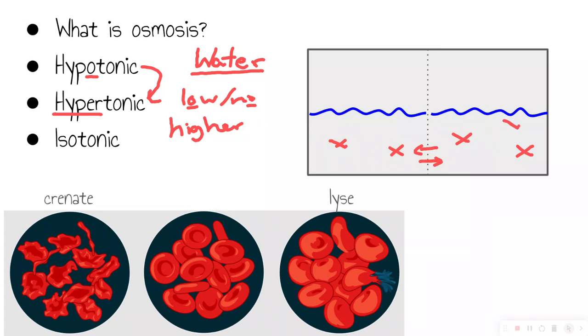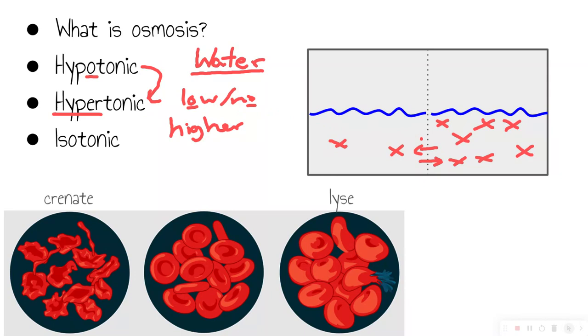Now what if we start adding more solutes to this side of the container? This solution is going to be hypotonic. Remember, hypo, low or no. It's going to have a lower concentration than this side. And this side is going to be hypertonic. It has a higher concentration than this side. In osmosis, water moves through a semipermeable membrane from a hypotonic to a hypertonic solution.